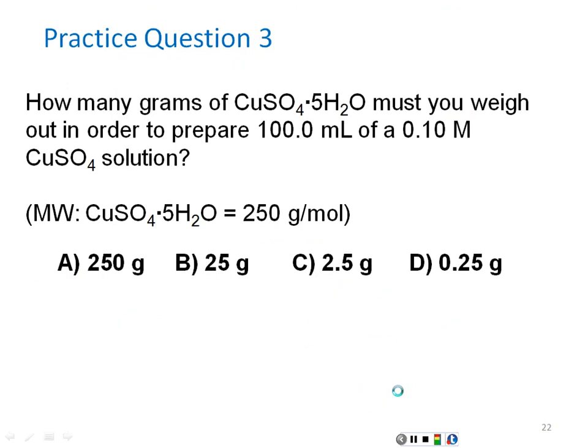All right, let's try another question using the same basic concept. How many grams of copper sulfate must you weigh out in order to prepare 100 milliliters of a 0.1 molar copper sulfate solution? And we're given the molecular weight of our copper sulfate complex here. But remember, you could calculate this by just adding the atomic weights of all the constituents.